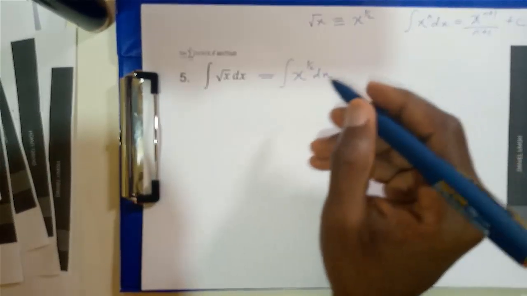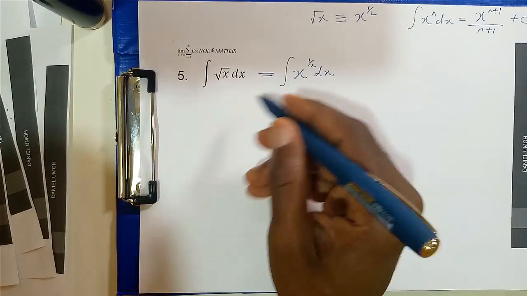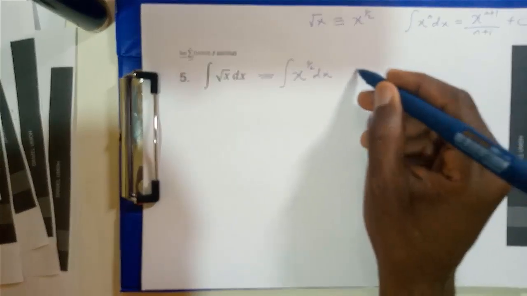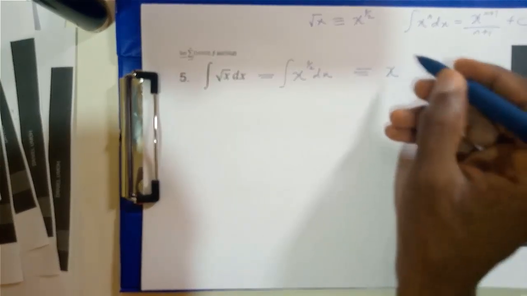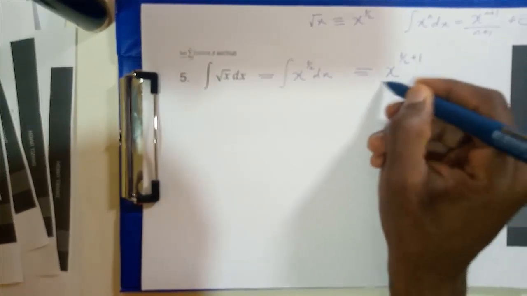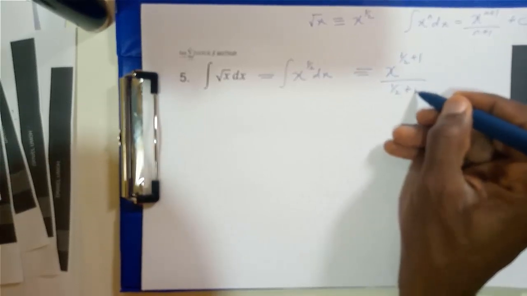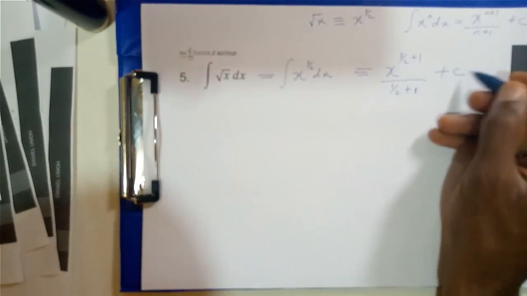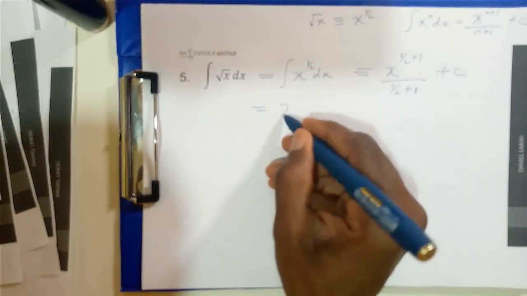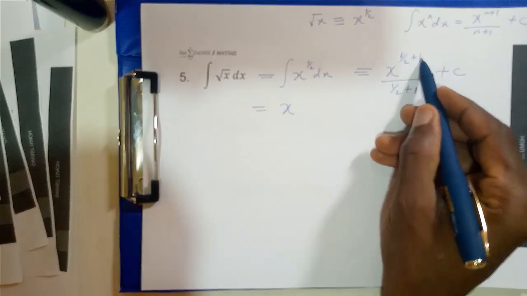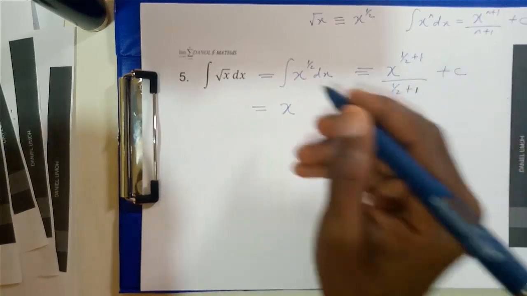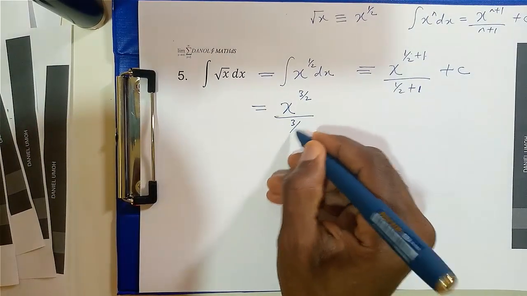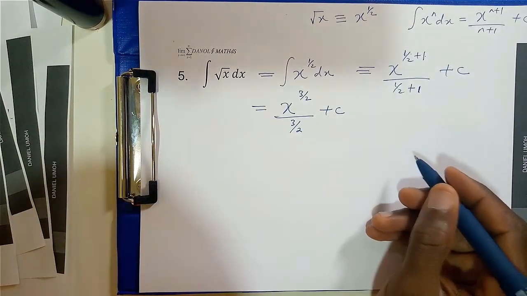So this will actually be equal to x raised to the power of half plus 1 over half plus 1, plus c. When you solve this out, this will give me x to the power of half plus 1. If you do this fraction, this will give us 3 over 2, all over half plus 1, which is 3 over 2, plus c.